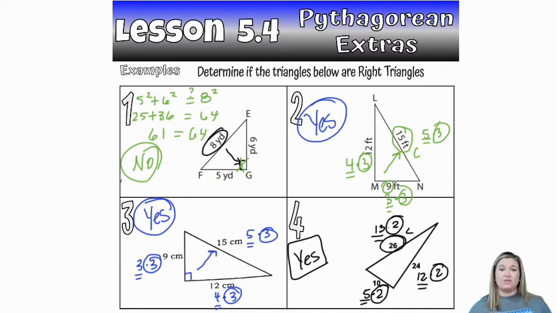So that's it for Pythagorean triples, which are also known as the cheat codes. And then you also have the part where you're trying to identify, is this a right triangle or not? Sometimes you can use a cheat code, sometimes you can't, sometimes you can see it, sometimes you can't, sometimes I can't either. But this is it for the Pythagorean extras.